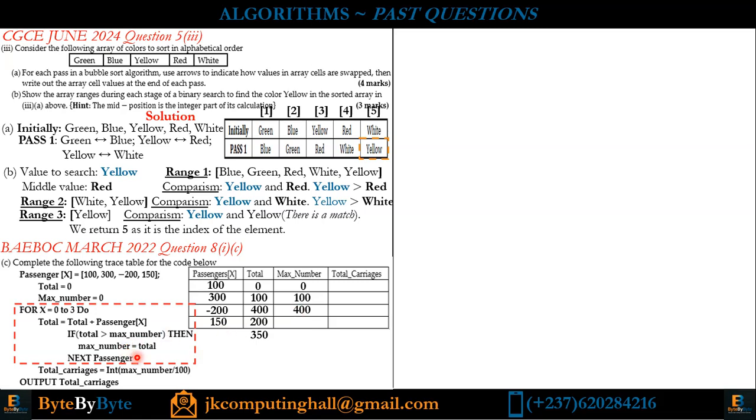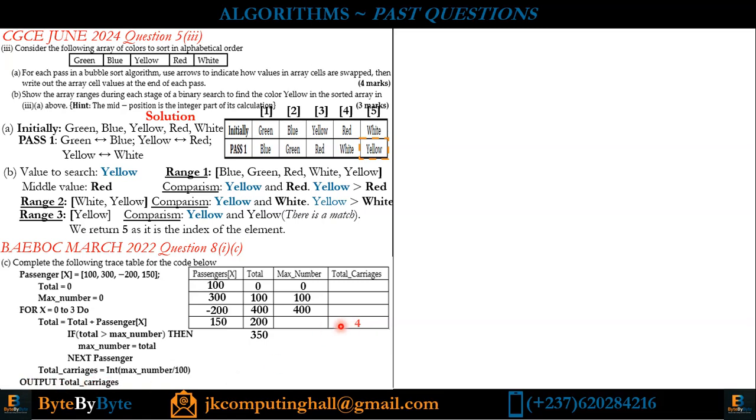No. And since it is the last passenger, we come out of our for loop because we executed for 0, for 1, for 2, and for 3 as it is stipulated here. So we are now out of this loop. We come now to this last position, which says that total carriage is equal to the integer value of max number divided by 100. Max number is 400. When you divide by 100, you have 4. And now output total carriage.